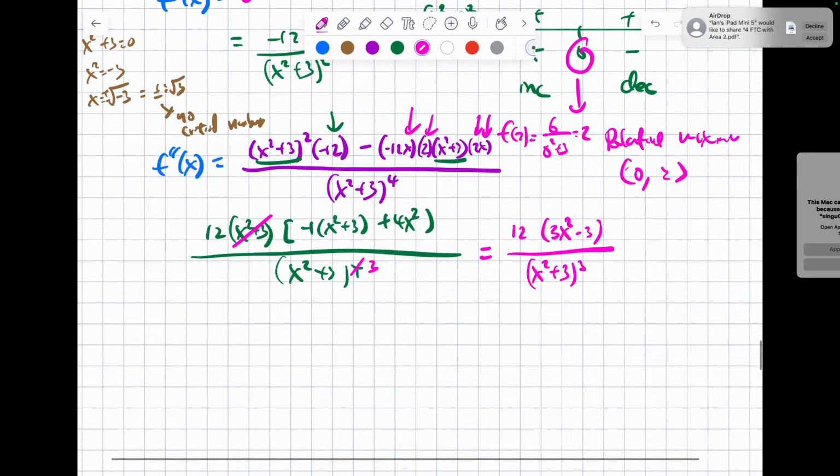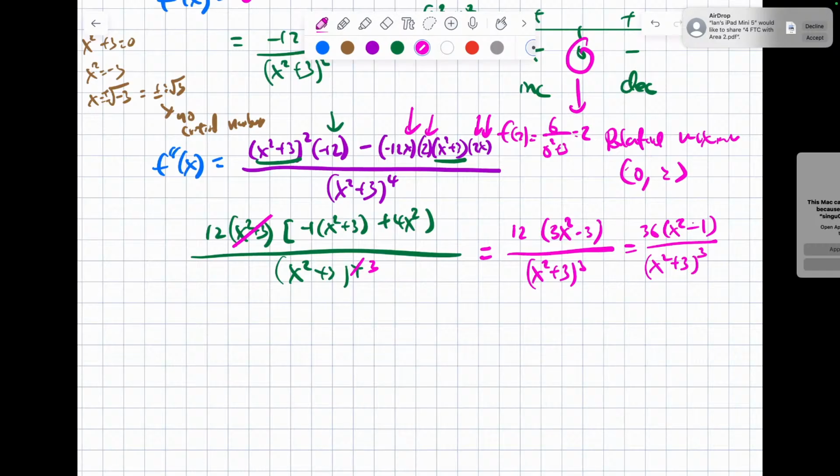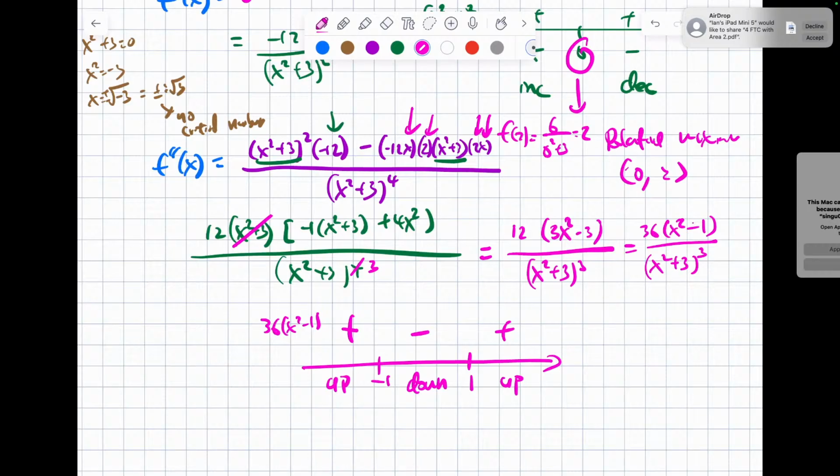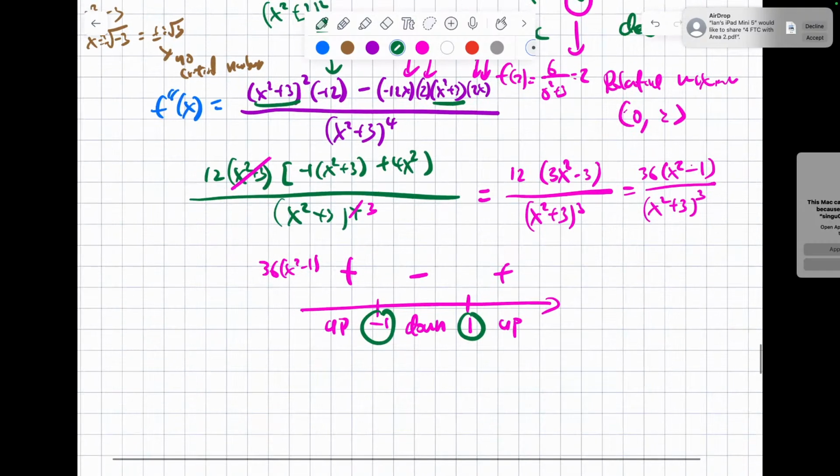And you say, oh my God, this is very difficult. But again, the bottom, don't need to worry about it because the bottom is imaginary. Just have to worry about the top, which is negative 1 to 1. And this is 36 times x squared minus 1. If I plug in anything less than negative 1, it's going to be positive, negative, positive. So it's going to be concave up, concave down, and concave up. That makes negative 1 and positive 1 inflection points, good.